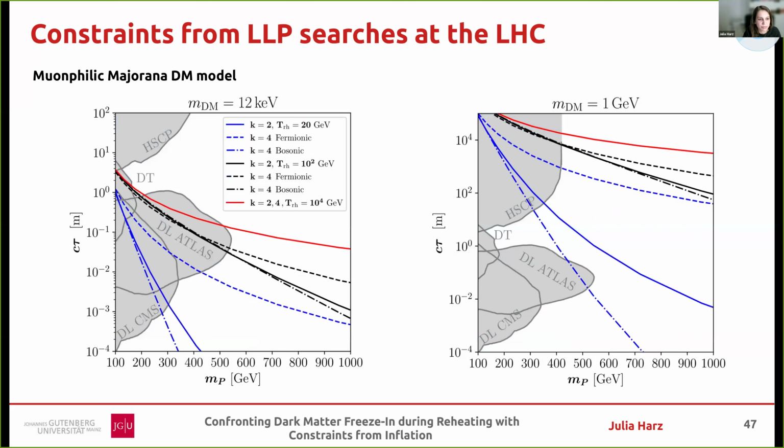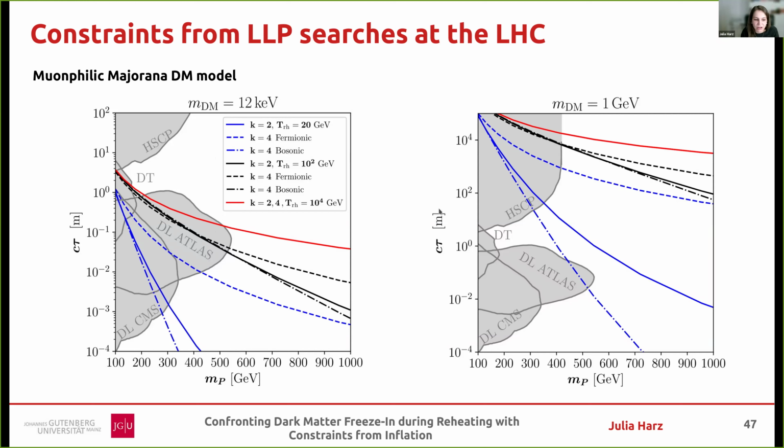And here are similar plots for the muonophilic Majorana dark matter models, again with the same color code. Just to show you again that the exclusion limits depend on the reheating temperature and the inflaton or the reheating potential, what is basically excluded from the experimental limits, and we have to be careful in the interpretation.